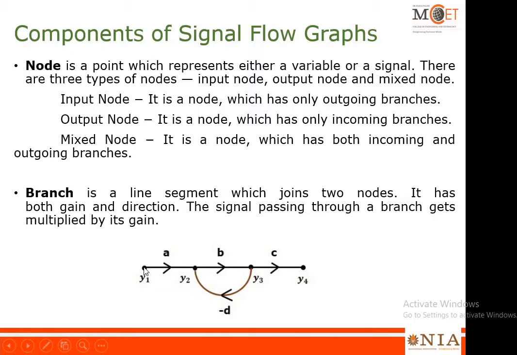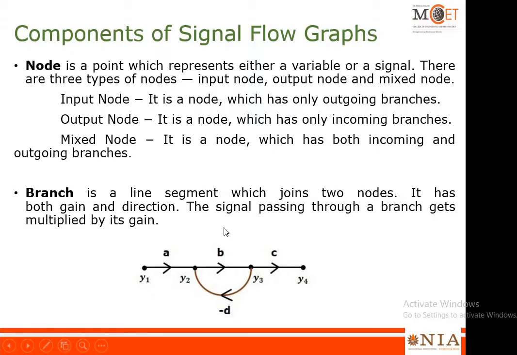So you've got the input node. The input node is a node which will have only outgoing branches. You can see that this input node has only an outgoing branch. And there is an output node which will be at the last of the signal flow graph. This will have only incoming branches. Whereas mixed nodes, in between the input node and the output node, will have both incoming and outgoing branches.